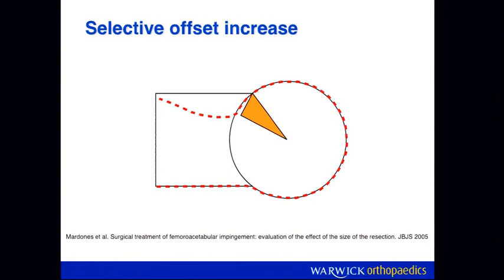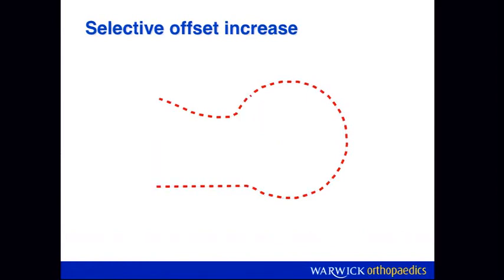So I thought, okay, 25% is about as far as I'm prepared to go, and that will give me 15 degrees of increased spherical coverage on the femoral head. And that's the sort of profile I'm going to end up with, so it's going to look pretty strange.